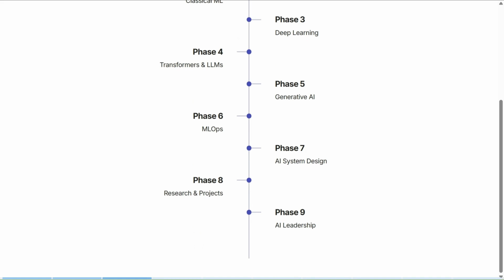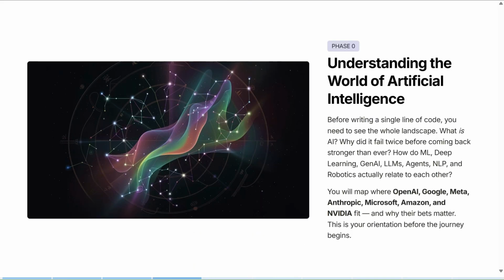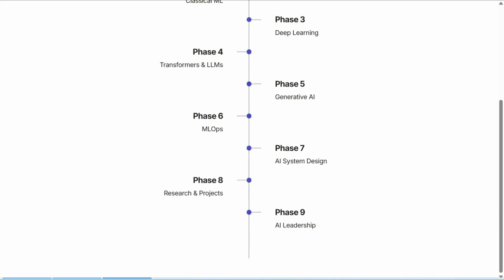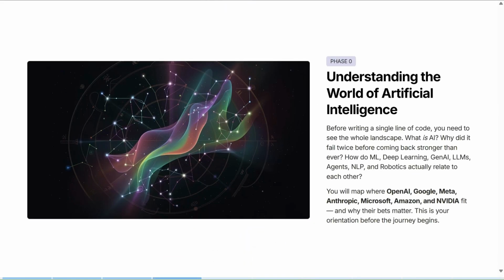Let's continue phase wise with what we have in each phase. Obviously I forgot to tell, in phase zero we'll be having certain fundamentals. So we'll be starting with fundamentals, then we'll be going phase wise. Okay, so let's see what is in phase zero.